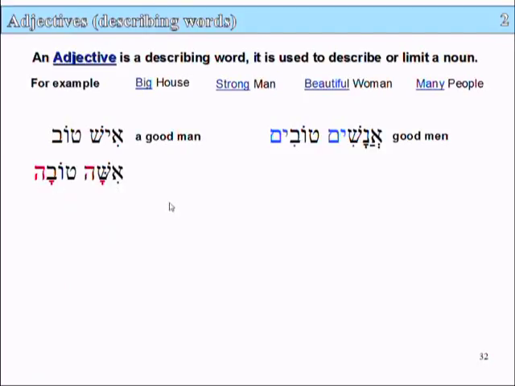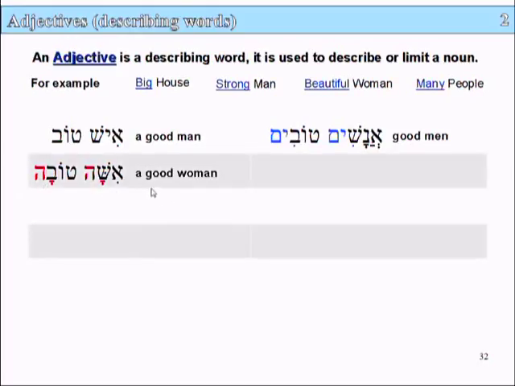Isha tova. Isha means a woman, and tov means good. And it's agreeing in the gender here. So it's not tov, it's tova, a good woman, or a woman good.